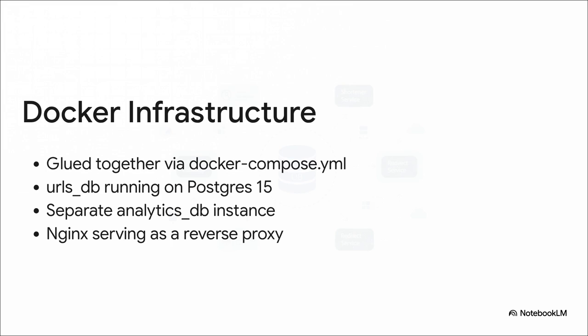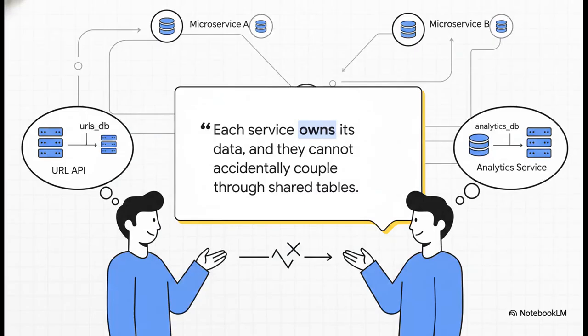But most importantly, it defines our databases. And notice, we don't just have one massive database. We've got URLsDB running on Postgres 15 for the core URL API, and a completely separate AnalyticsDB instance just for our click events. This physical separation gets to the absolute golden rule of this architecture. Each service owns its data, and they cannot accidentally couple through shared tables.